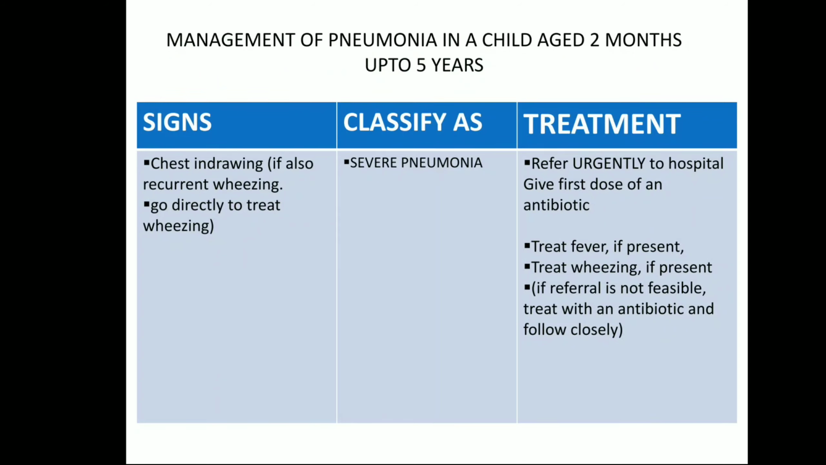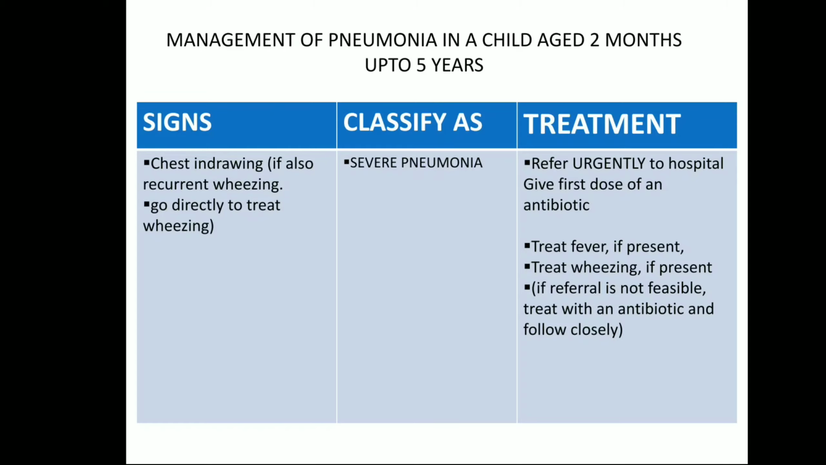What are the signs you have to check for? You have to check for the chest indrawing, whether the child is having nasal flaring or not, whether the child is having grunting sounds or not, whether the child is in cyanosis state or not, and whether the child is having any kind of wheezing. So based on these symptoms, if you come across a child when you are examining the child, and if you find these types of signs, you have to classify the child as a severe pneumonia patient.